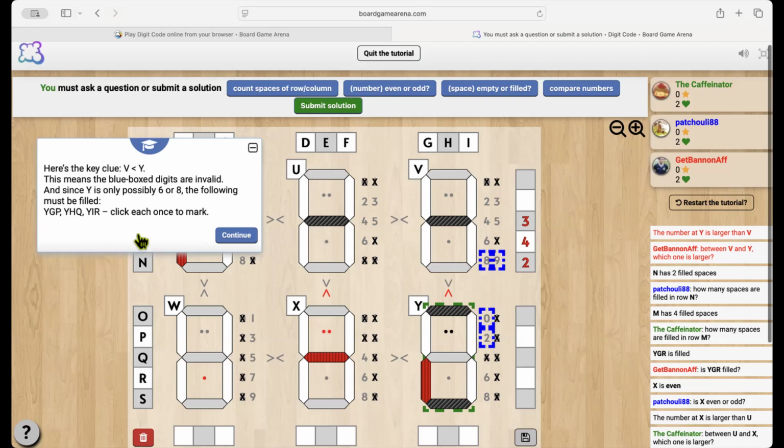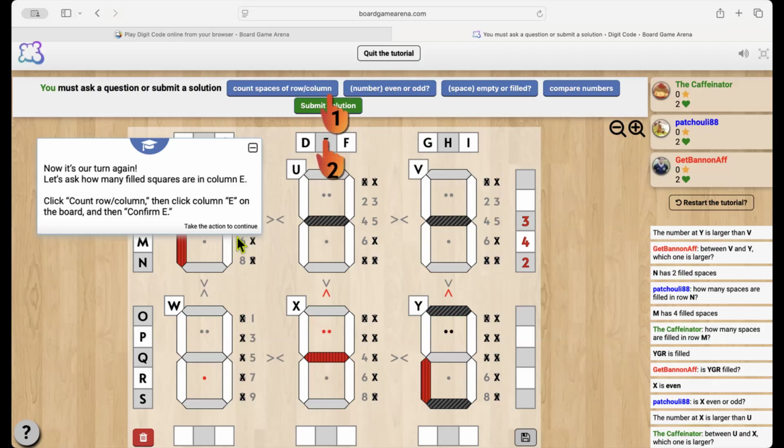So continue. Now here's another clue that they guess. V is greater than Y. So because V is greater than Y, the blue box digits are invalid because this one has to be bigger. So this one can't be 9, so it's possible this can be 8, but then it can't be 8 or 9, because if this is 8, then this one has to be 7, but that one can't be 7. And V is smaller than Y, so V cannot be 0. The only possibility is 2, but that means this cannot be 0 or 2, if that makes sense.